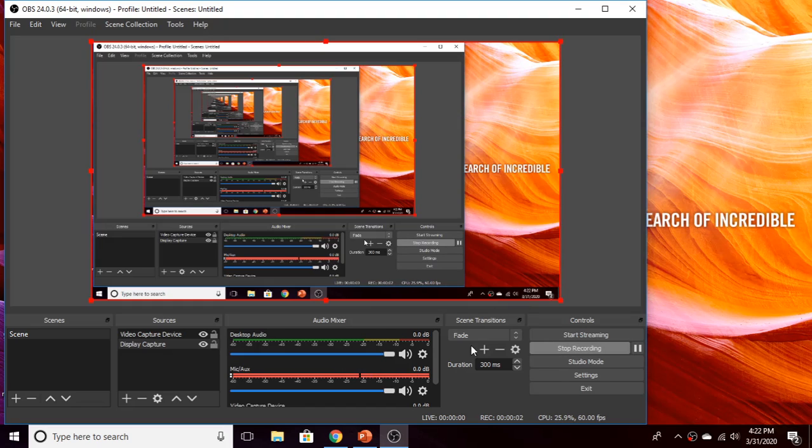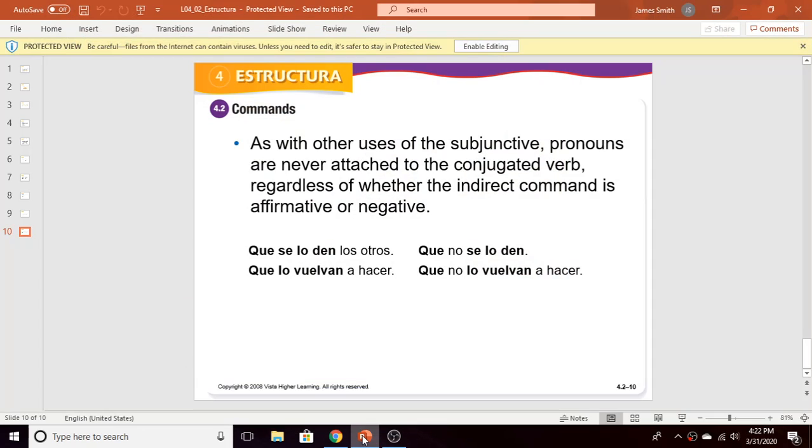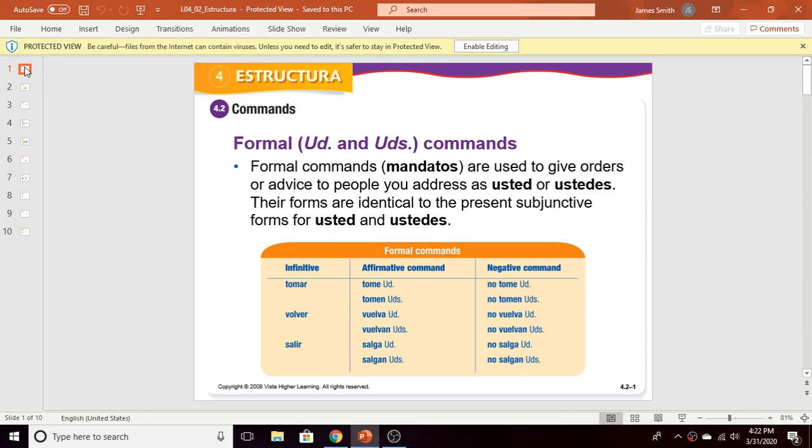Hey everybody, I wanted to do a video about commands because commands can be kind of tricky. So I'm using, as you can see, the 4.2 PowerPoint as a basis for this video. Commands are telling people to do things. So you can only command people you're talking to.